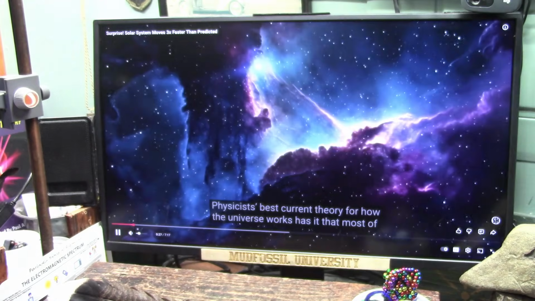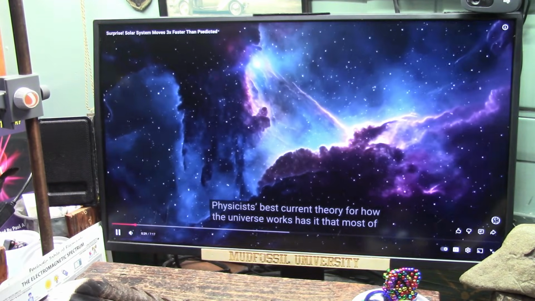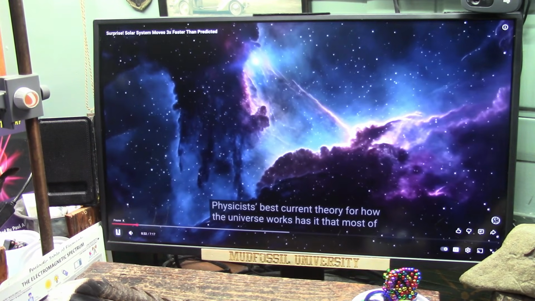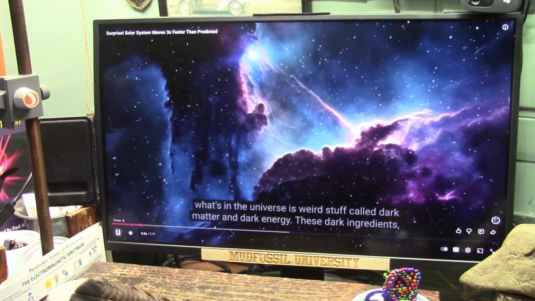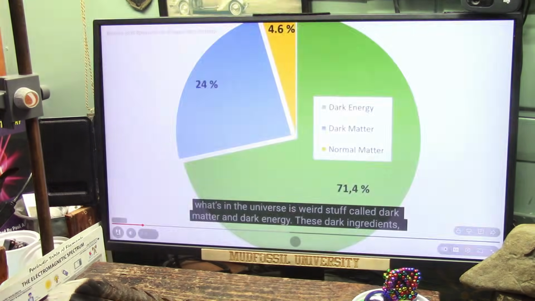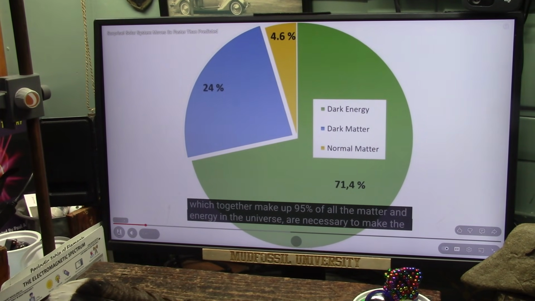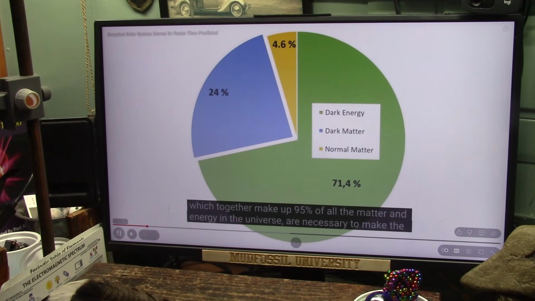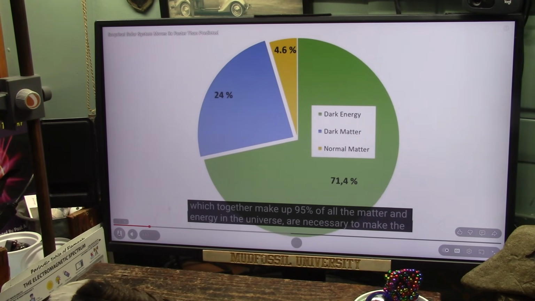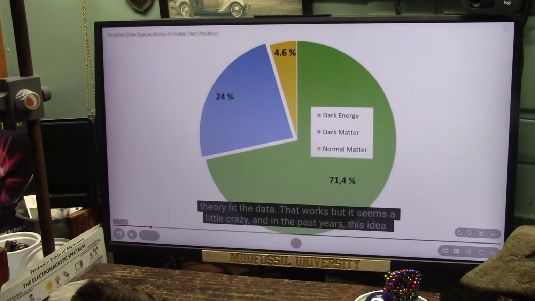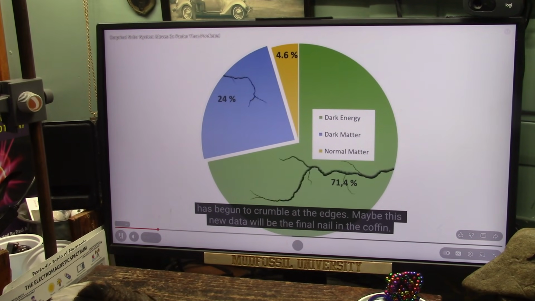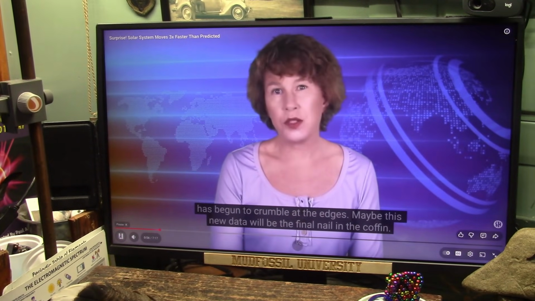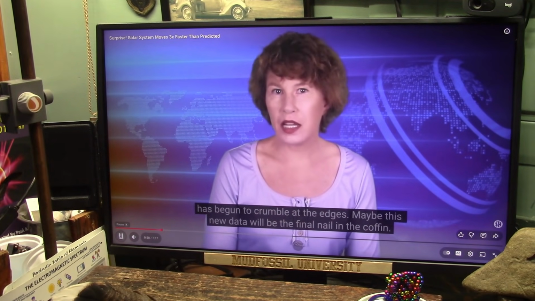Let's have a look. Physicists' best current theory for how the universe works has it that most of what's in the universe is weird stuff called dark matter and dark energy. These dark ingredients, which together make up 95% of all the matter and energy in the universe, are necessary to make the theory fit the data. That works, but it seems a little crazy, and in the past years this idea has begun to crumble at the edges. Maybe this new data will be the final nail in the coffin.